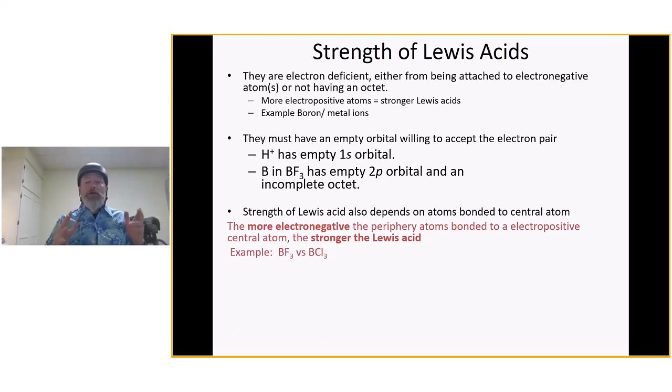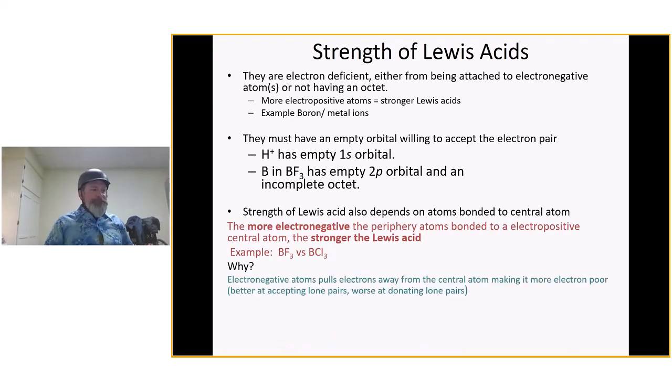BF3 is a stronger Lewis acid than BCl3 because Cl is less electronegative than F, and so it's less electron withdrawing from that boron atom, and so BCl3 is weaker as a Lewis acid than BF3 is as a Lewis acid. And we say that in that blue language right there.